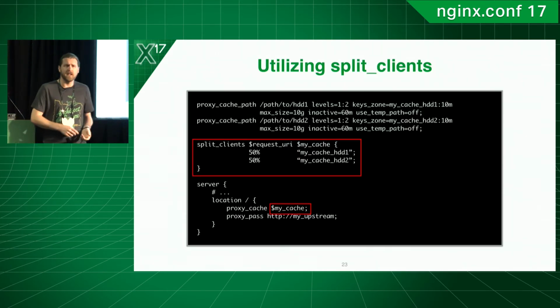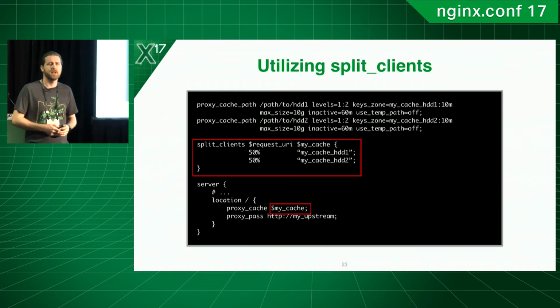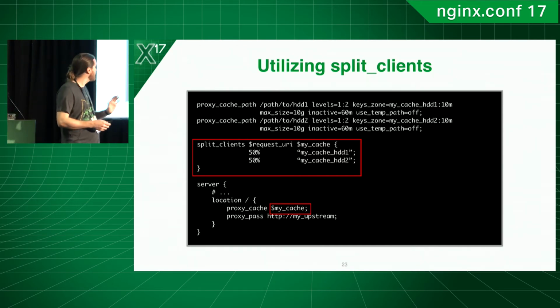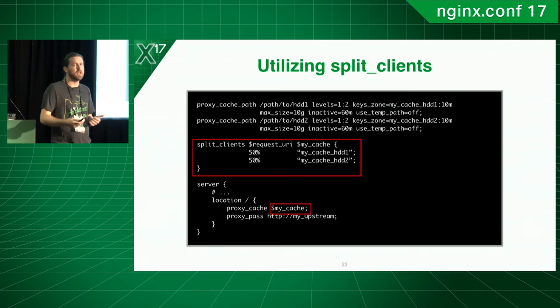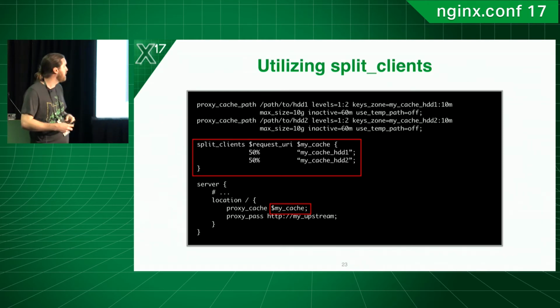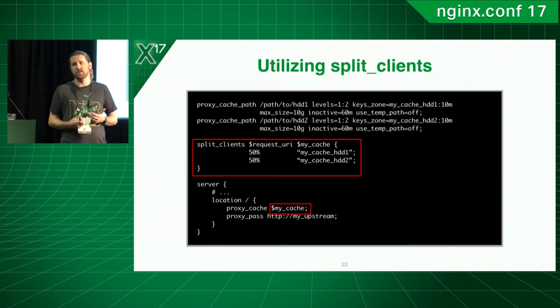Who here has messed with split clients? A little familiar with it? I always like to talk about split clients because a lot of people don't really utilize it much. This is a scenario where maybe you have a large amount of cache resources. Maybe you're caching video, maybe you're caching images, and you have a large amount. There might be a chance where you need to have more than one hard drive on that server, right?